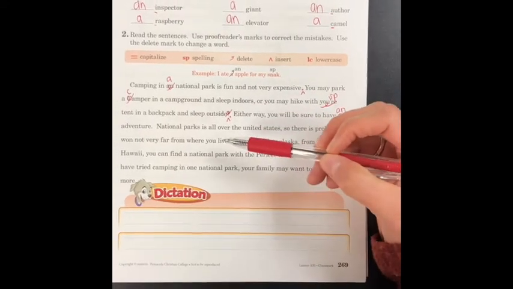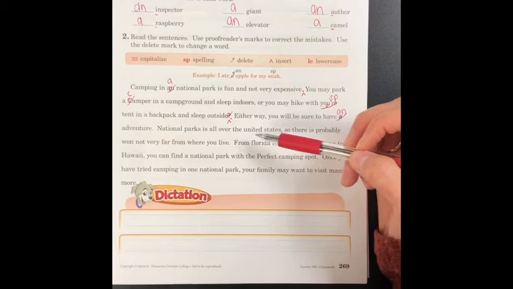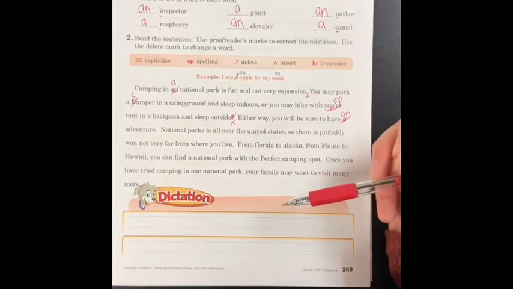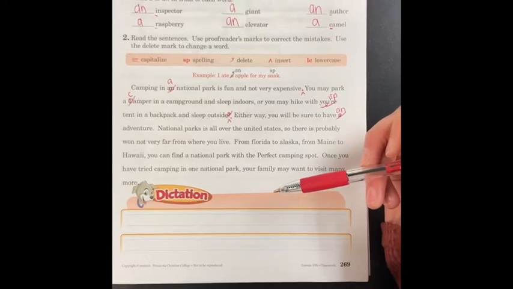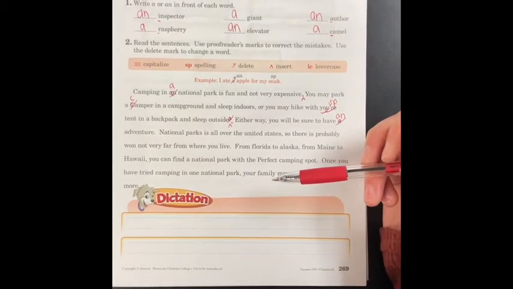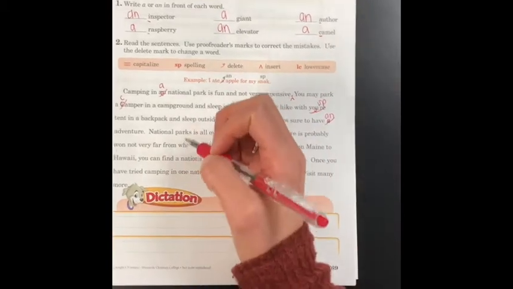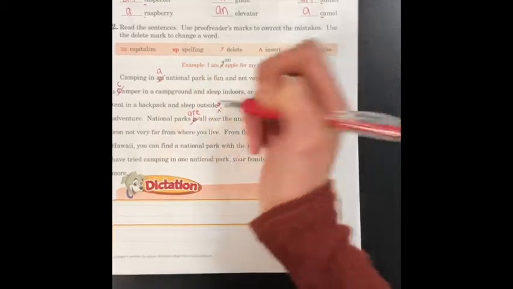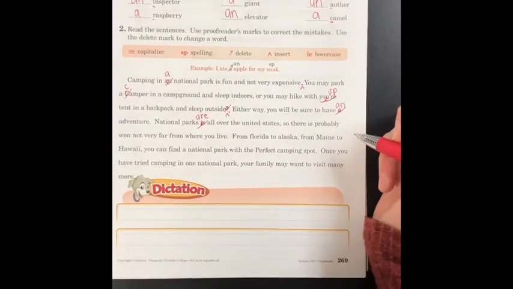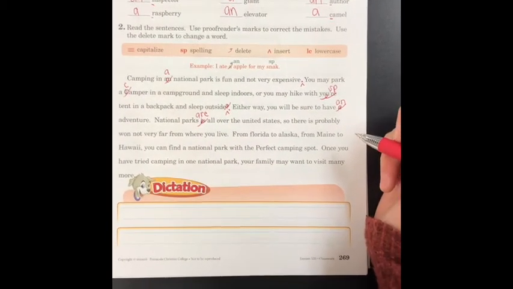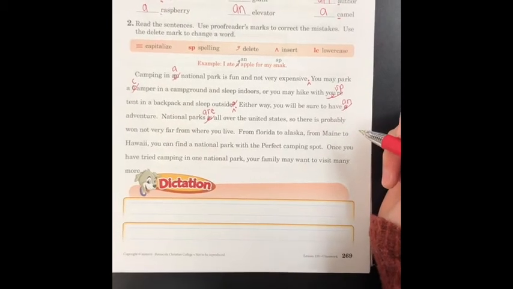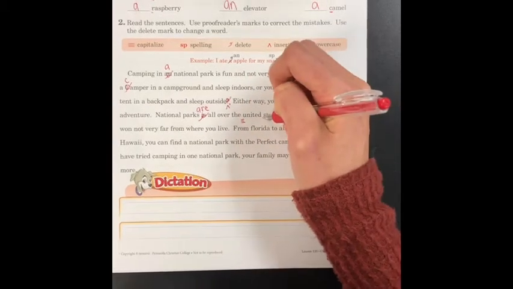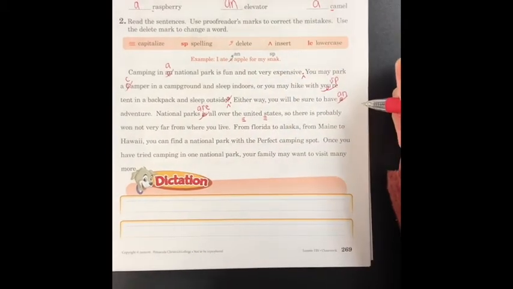The fourth sentence. National parks is all over the United States, so there is probably one not very far from where you live. Lots of errors in this one. All right. National parks are all over because there's more than one. So we're going to delete that and write are all over the United States. What do you notice about United States? It needs to be capitalized. So you're going to capitalize the U and capitalize the S because they are proper nouns.